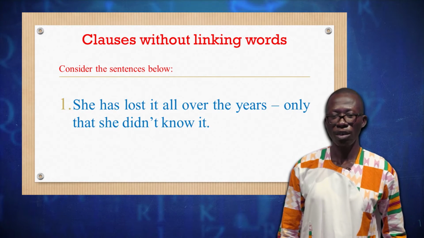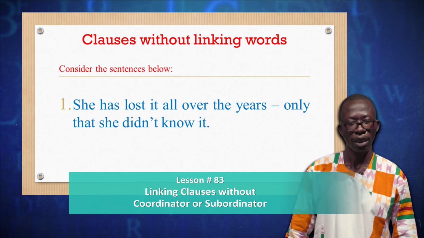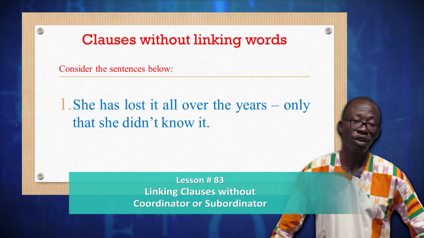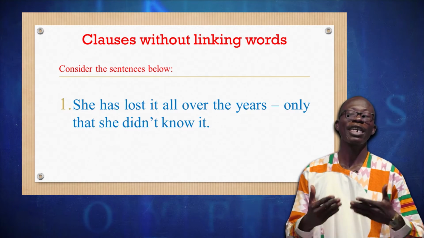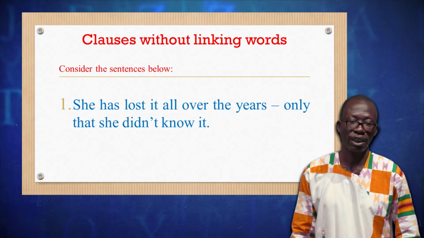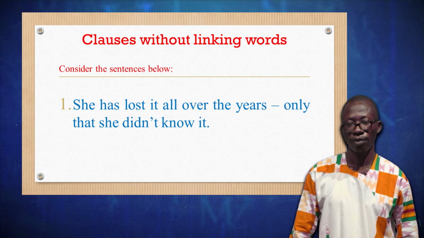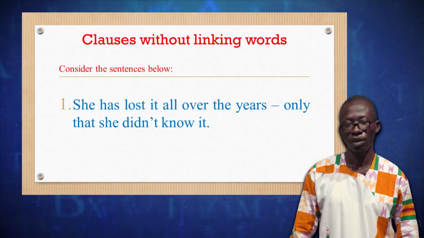She has lost it all over the years. Only that she didn't know it. Yet we do not have a subordinator or a coordinator connecting these two clauses. Yet we can see the linkage there. We can see the connection between the two clauses. Of course, the first clause has its subject she, and then the second clause has she also.